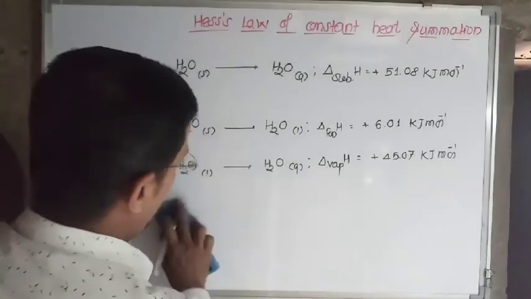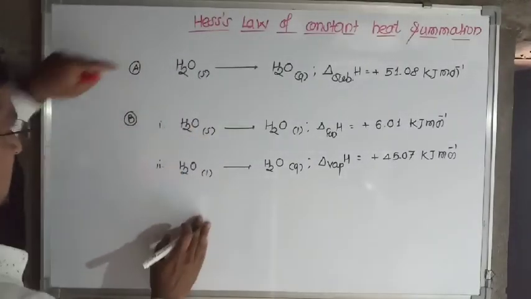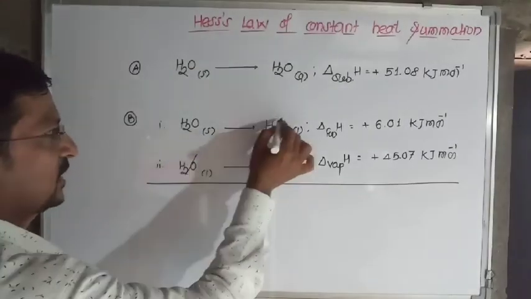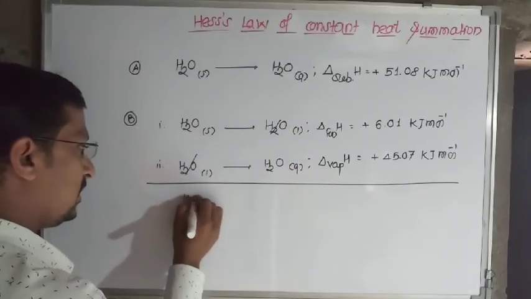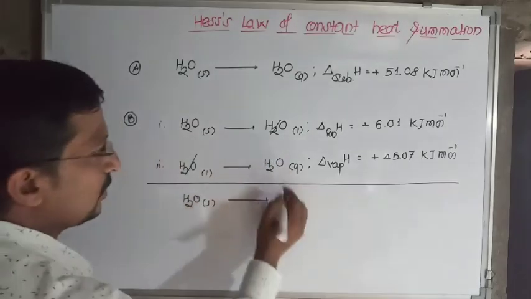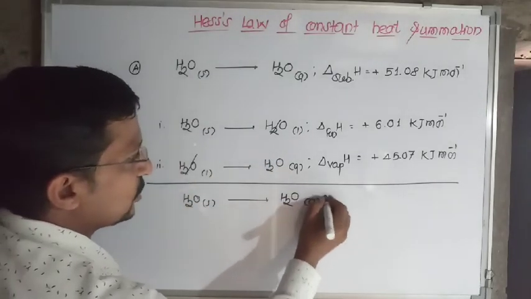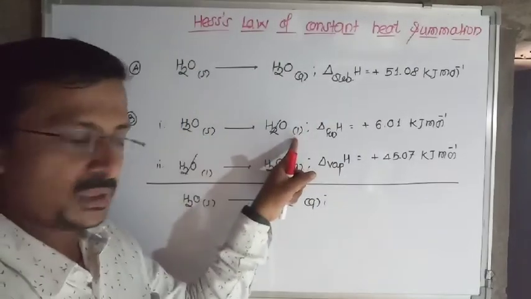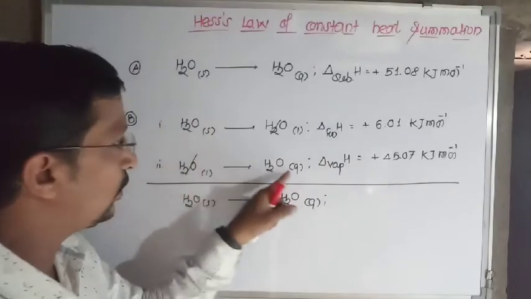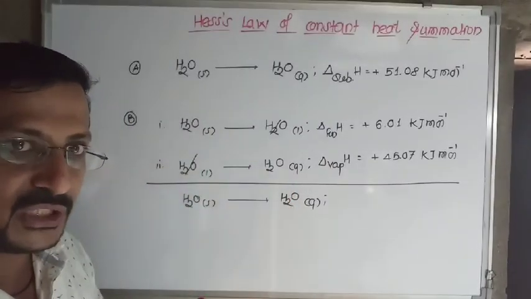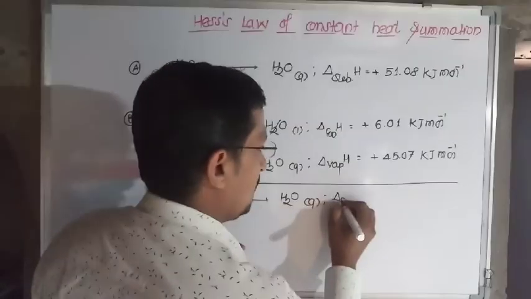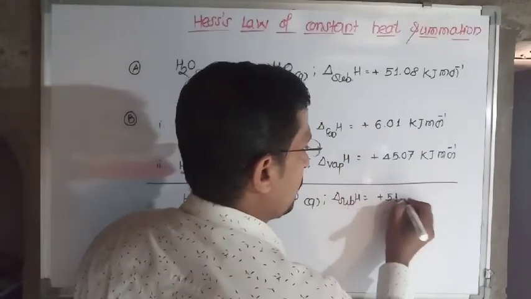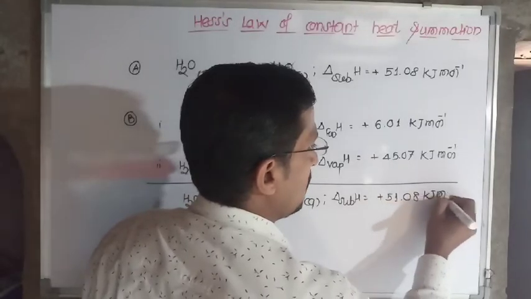Now see here. If you add these two reactions, one direct and one indirect process, the H2O liquid cancels and H2O solid converts into H2O gas. The enthalpy of fusion, solid to liquid, and the enthalpy of vaporization, liquid to gas, mean indirectly solid to gas, that is the enthalpy of sublimation. If you add these two, it comes out to plus 51.08 kilojoule per mole.